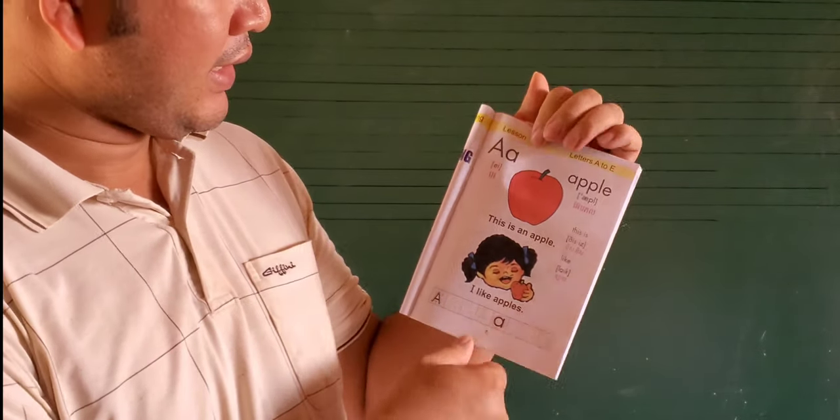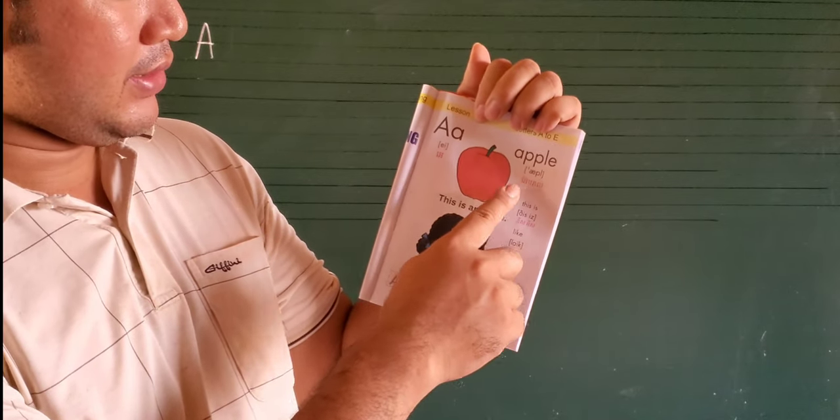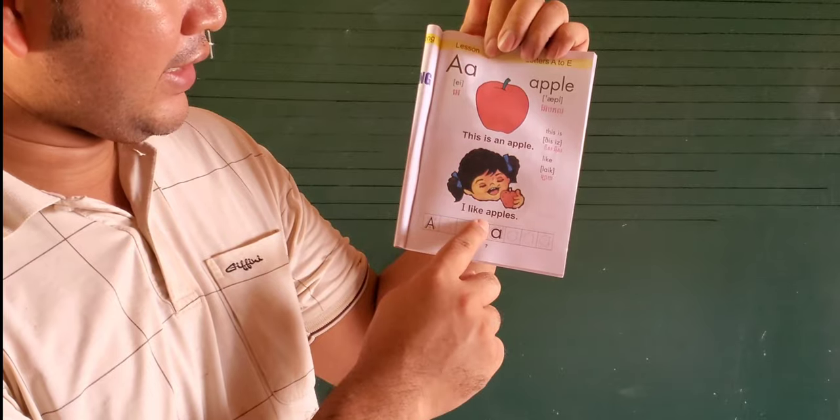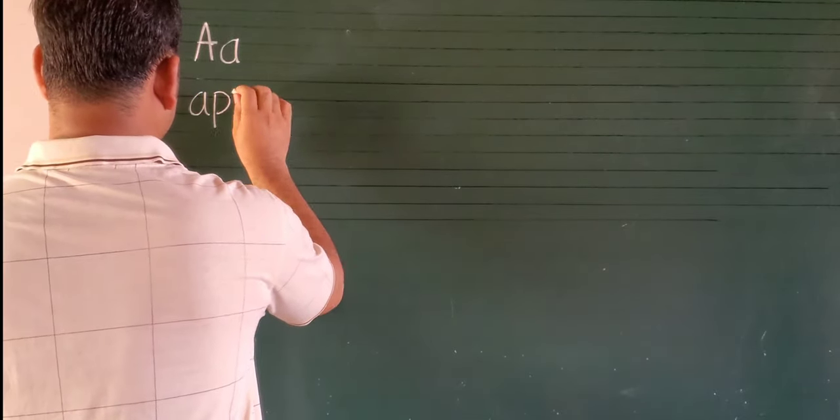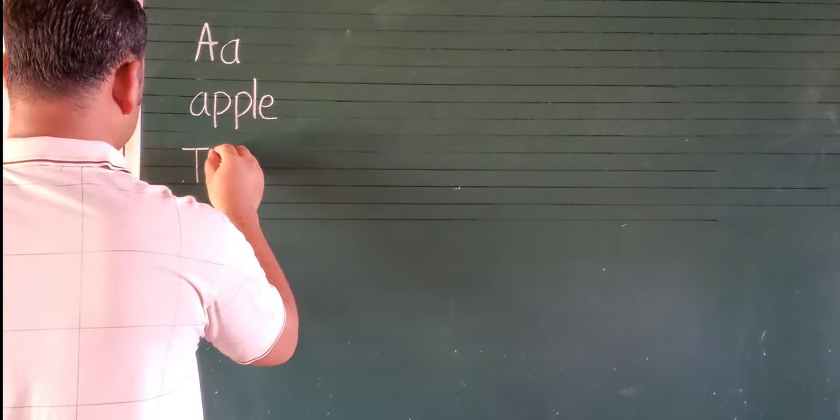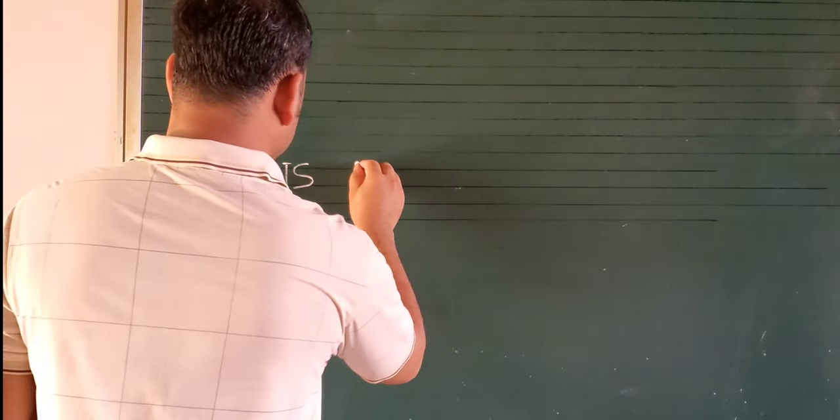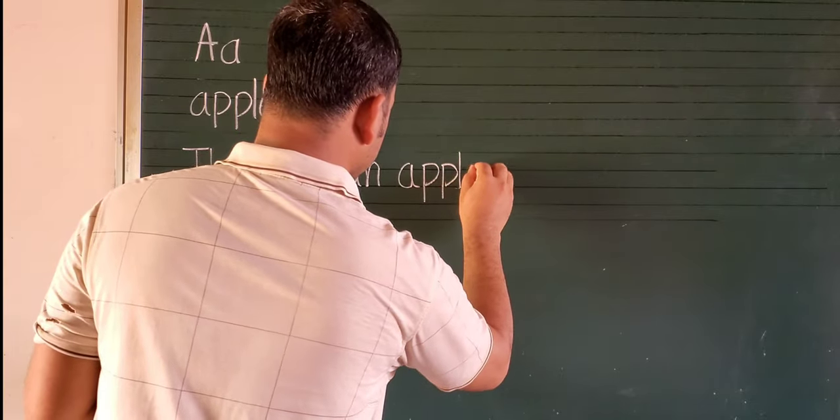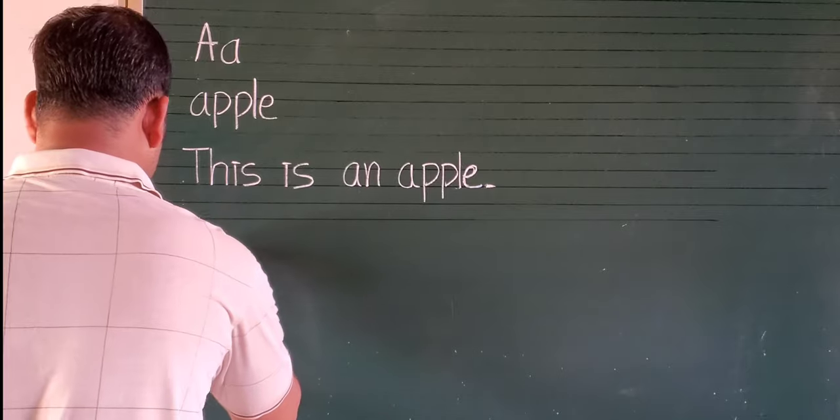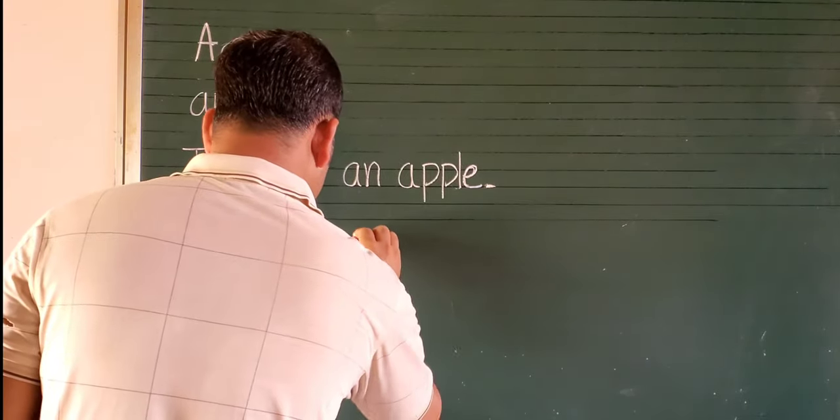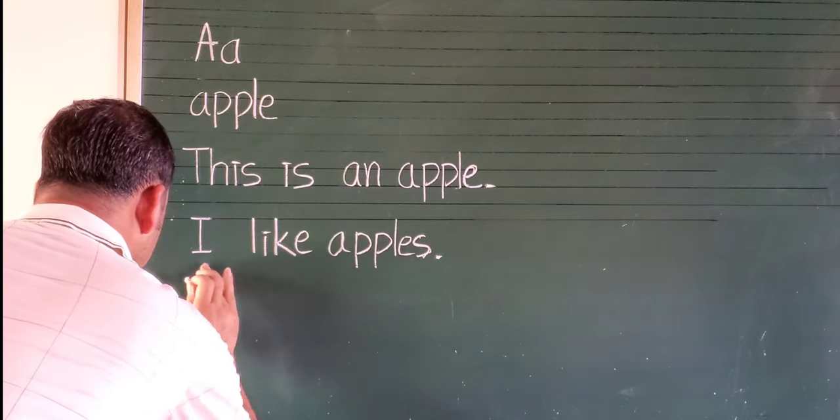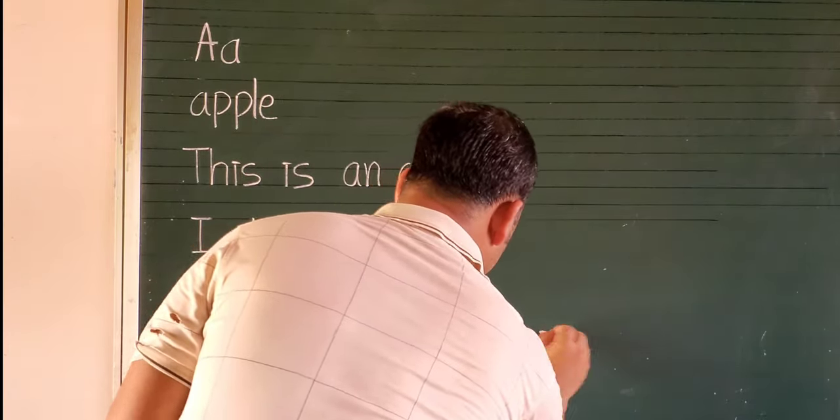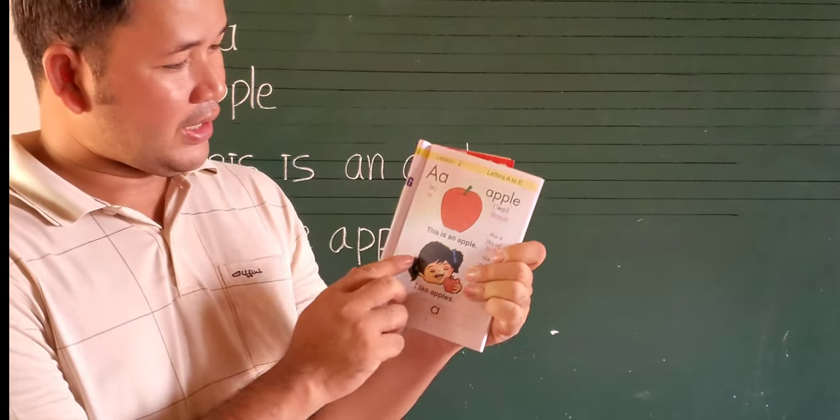Today we are going to learn letter A and the words. Okay, the word. This is an apple. I like apples. What is this? Apple. Yeah, this is apple.